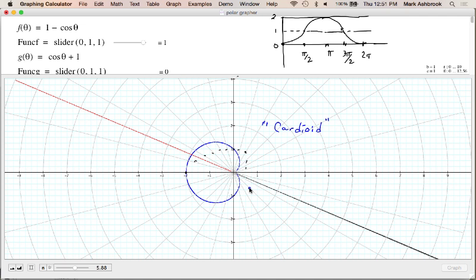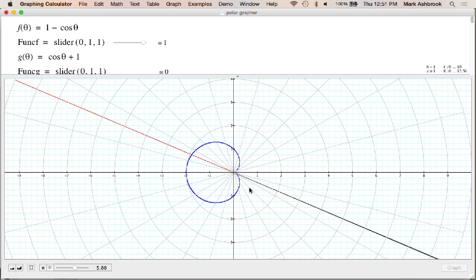So questions on sketching these polar graphs. So how about this one? Something harder. Okay, so first of all, can you sketch that as a wave, like theta on the horizontal axis, r on the vertical axis?